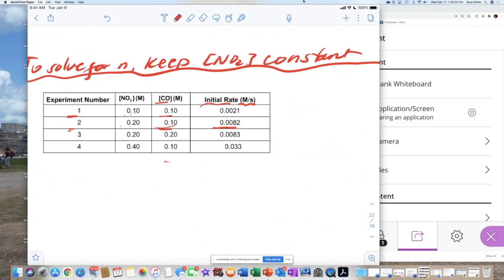Okay, now I have to look for an experiment. We're going to be looking at an experiment this time in which NO2 is kept constant, right? You probably can figure that out.